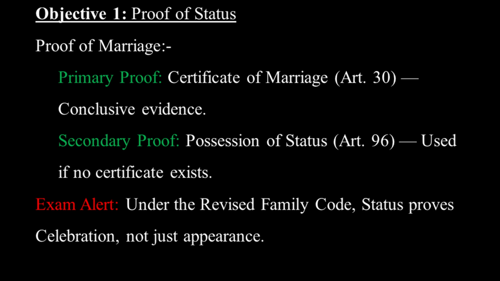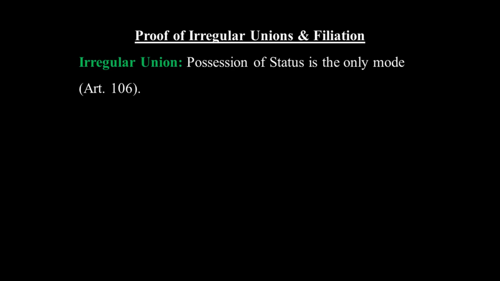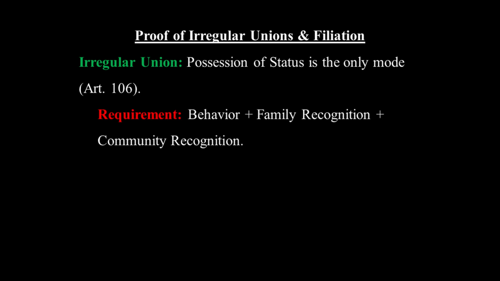proof of celebration. Next is the irregular union. Unlike a formal marriage, the multiple-choice question trap here is that the act of notoriety used under the Civil Code has been removed. For an irregular union, possession of status is the only mode of proof under Article 106. This requires that the man and woman behave as married people and are considered as such by their family and community. Once proven, a rebuttable presumption arises that an irregular union exists.